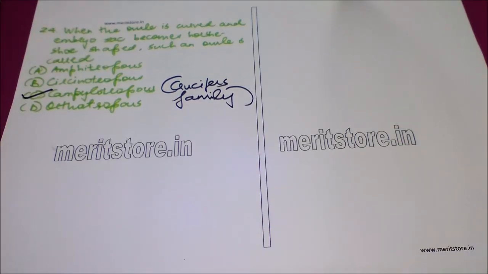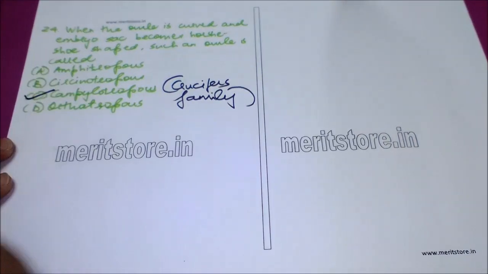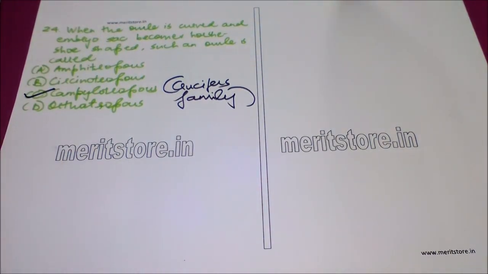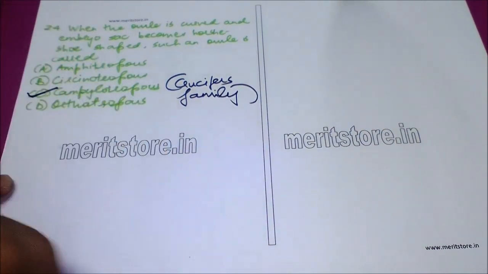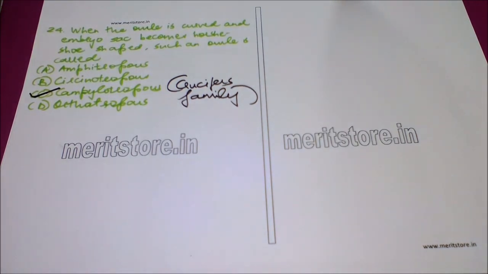So our next question is, when the ovule is curved and the embryo sac becomes horseshoe shaped, such an ovule is called option A, Amphitropous, option B, Circinotropous, option C, Campylotropous, and option D, Orthotropous. So the answer to this question is option C, which is Campylotropous, and organisms of the Cruciferous family show this type of an ovule.